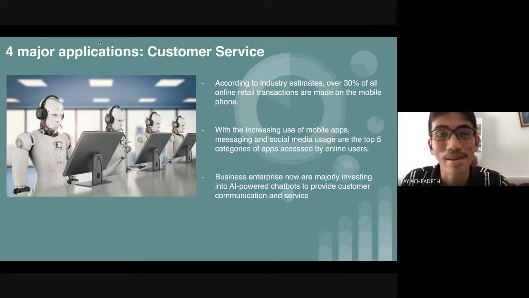Amazing. And according to industry estimates, over 30% of all online retail transactions are made on mobile phones. And with the increasing use of mobile app messaging and social media, they are among the top 5 categories of apps accessed by online users. And last but not least, business enterprises are now majorly investing in AI-powered chatbots to provide customer communication and service. And the chatbot is what I mentioned earlier. It stands by for you 24/7.